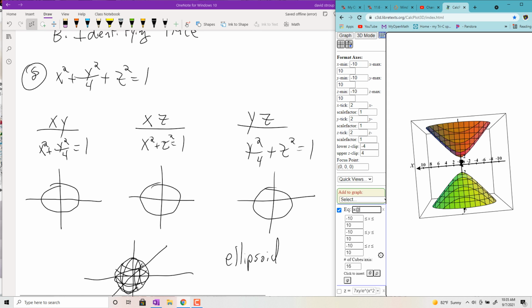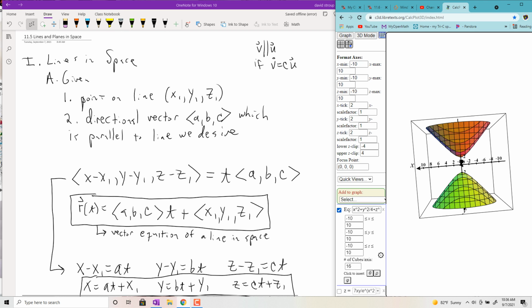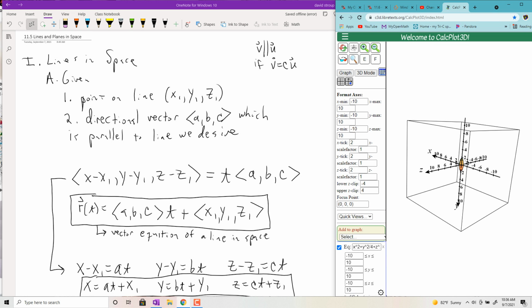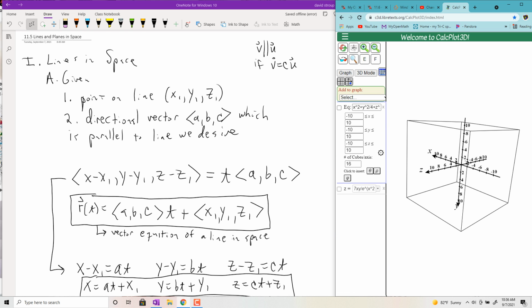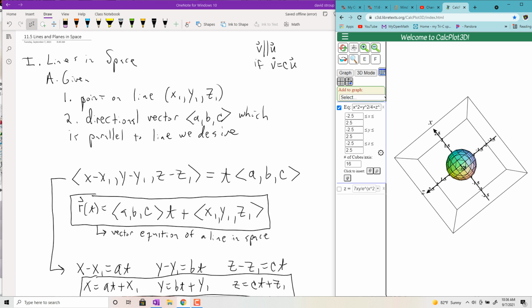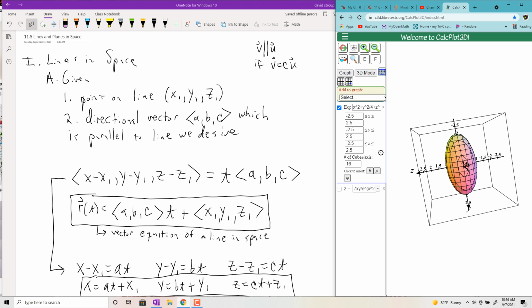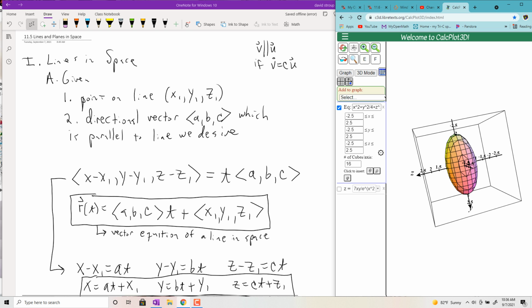Of course, on a test you can't use this. So x squared plus y squared over 4 plus z squared equals 1. Oh, frick. This is really small, so I'd have to adjust my axes to get it nice. Well, there it is. I can zoom in. In the XZ plane, you see it's a circle. In the XY plane, you see it's an ellipse. And in the YZ plane, you see it's an ellipse.